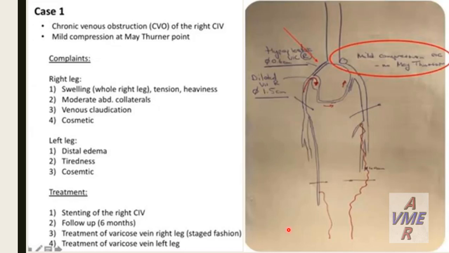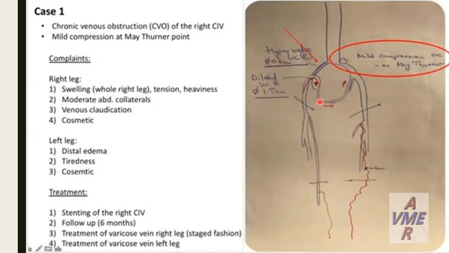Now we are discussing 3 cases of how to manage obstruction and reflux. The first case is from Dr. Hamza Galai: chronic venous obstruction of the right common iliac vein, and we have dilated varicosities and reflux and crossing varicosity to the other side. The left side has mild compression by May-Turner syndrome.